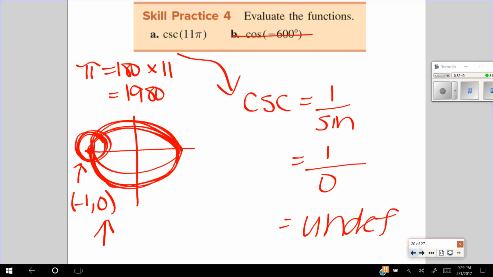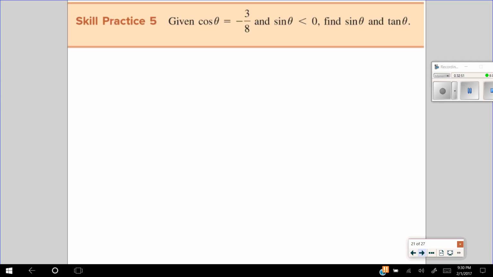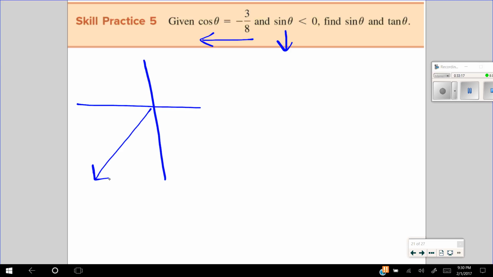So let's do one more of these. Given that the cosine is -3/8, okay, so when your cosine is negative, and that's your x, that means you've moved left. And your sine is less than 0, so negative. So when your y is negative, that means you move down. So this time we're actually in the third quadrant. Okay, graphing an angle in the third quadrant, connecting it to the x-axis.